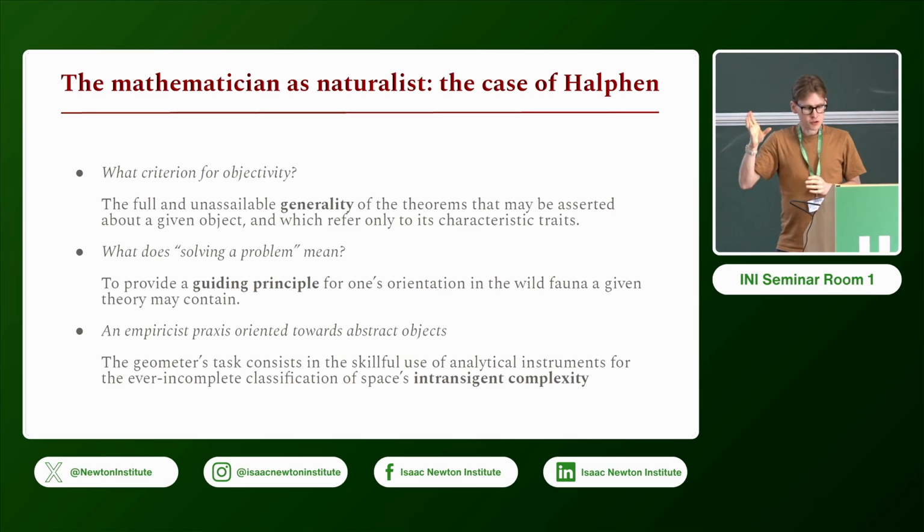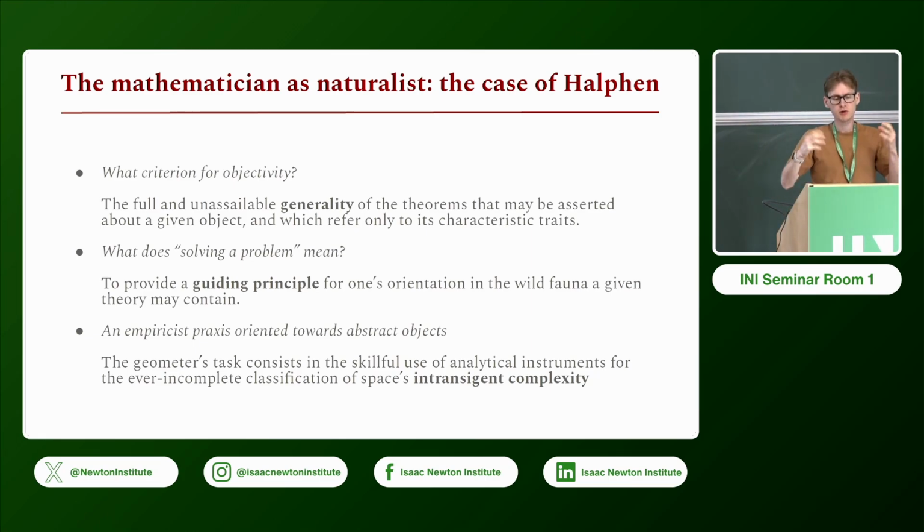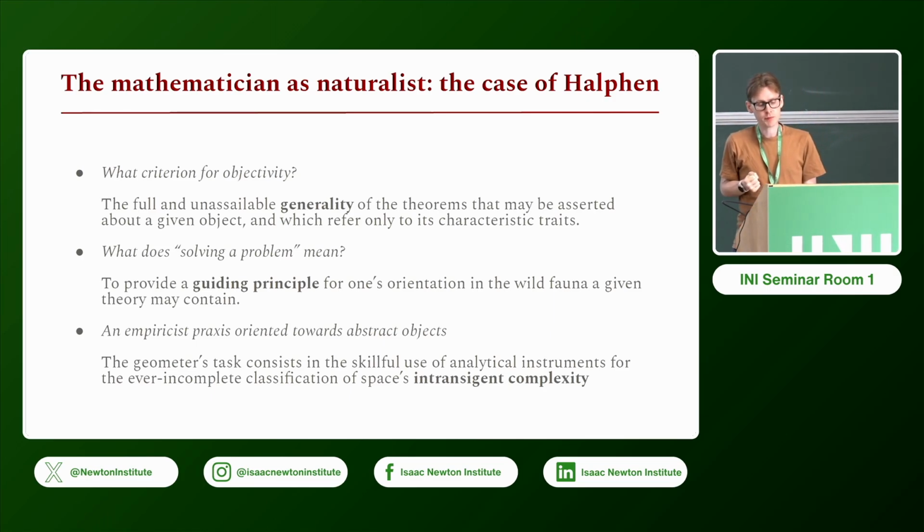And I want to stress that in both cases you have this skillful use of analytical instruments, of those extrinsic curves that have no geometrical meaning whatsoever, whether it's the indicatrice in the case of systems of conics, or those three polynomials in the case of skew curves. We have the same skillful use of analytical instruments for the classification of the intelligent complexity of space.